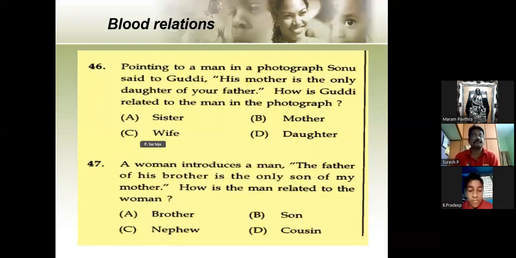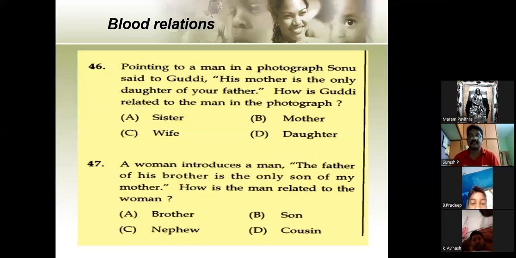The next one is blood relations. Pointing to a man in a photograph, Sonu said to Goody, his mother is the only daughter of your father. How is Goody related to the man in the photograph? You have to identify the relation between these persons. That's very, very important. Like, a woman introduced a man, saying the father of his brother is the only son of my mother. How is the man related to the woman? So the relations are very important. You have to identify the blood relations. This is the most important.